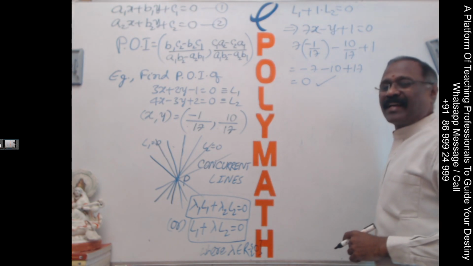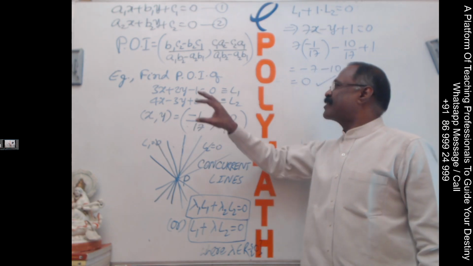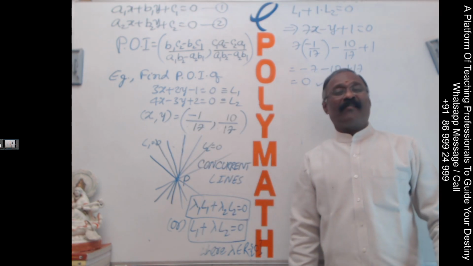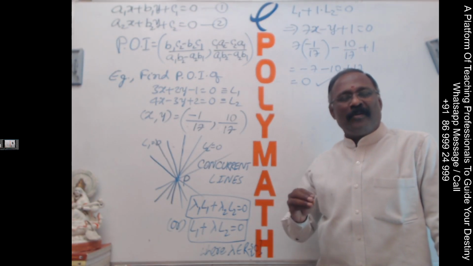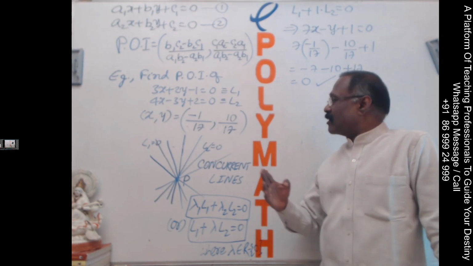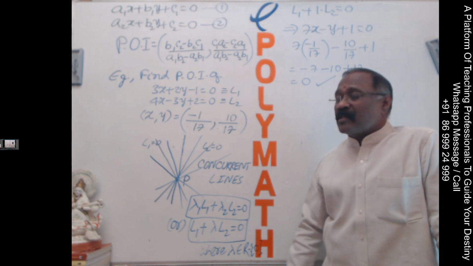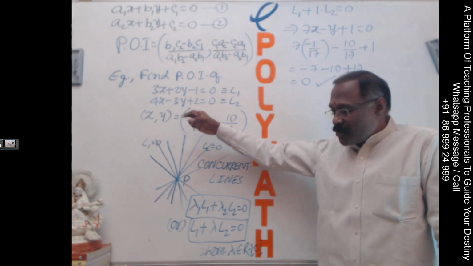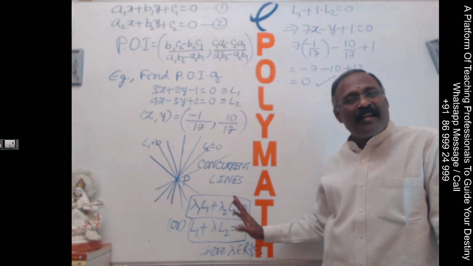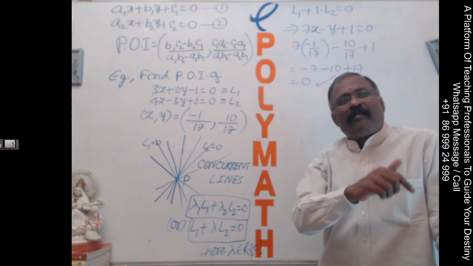Do you understand what is happening now? Whatever the lines made up of these two lines, all those lines will be passing through this point of intersection of these two, the basic lines, nothing but L1, L2. So, if you still have doubt, I'll vary the value of lambda.